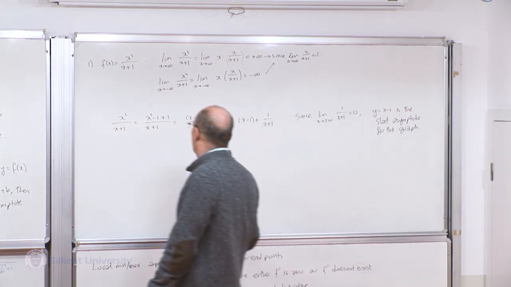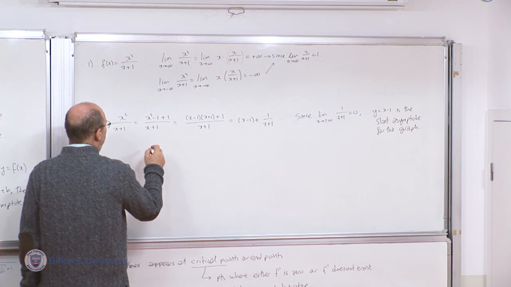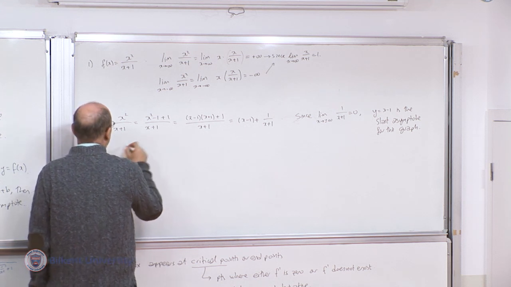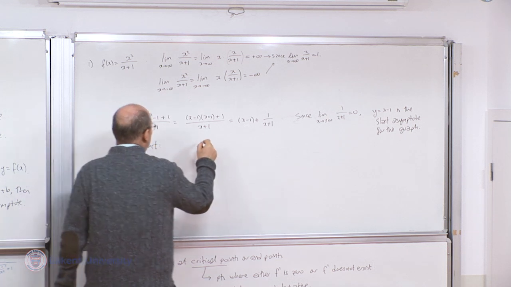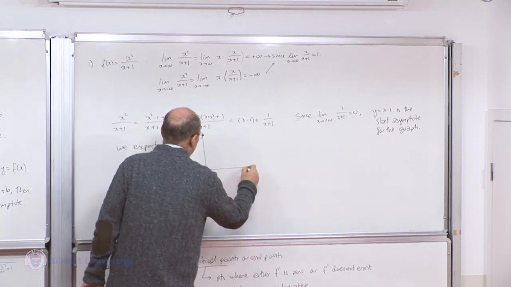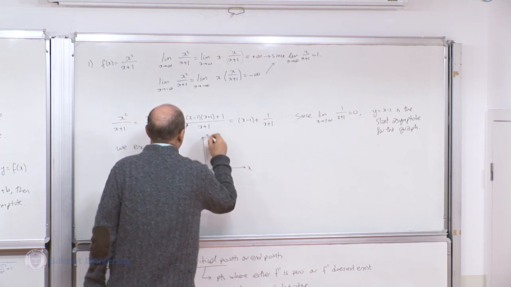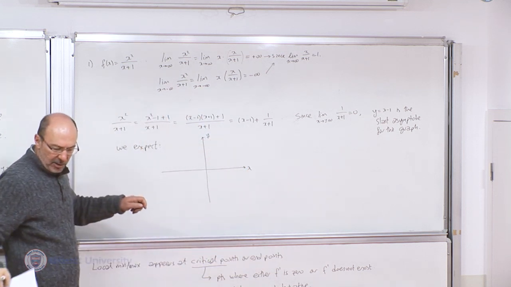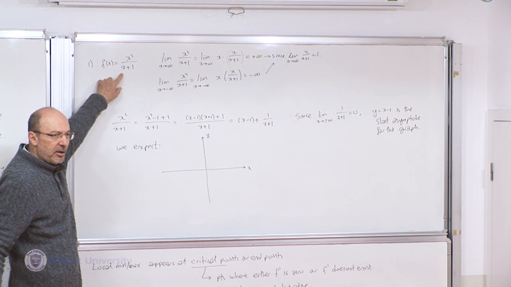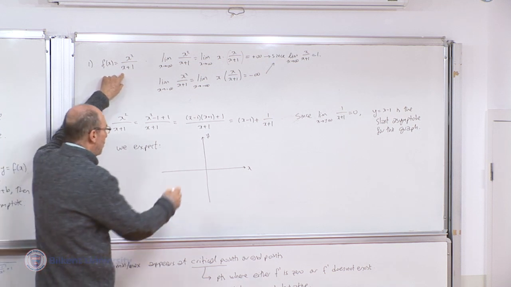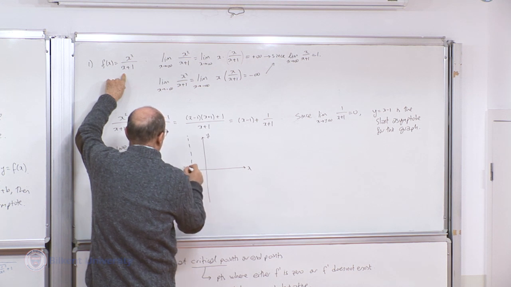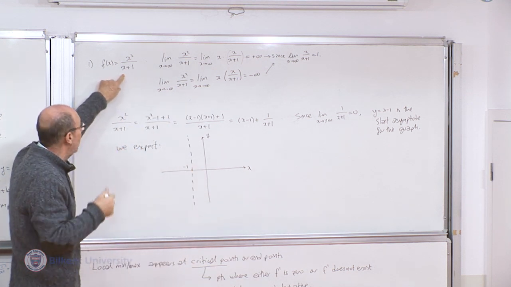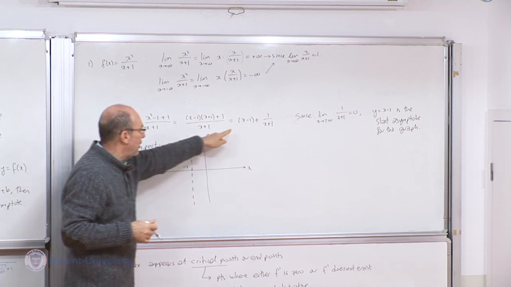Okay, so what do we expect? By looking at this function, we know that at x equals minus 1, it's not defined. So we have this thing here. This is minus 1. The function is not defined here. And this is our asymptote.